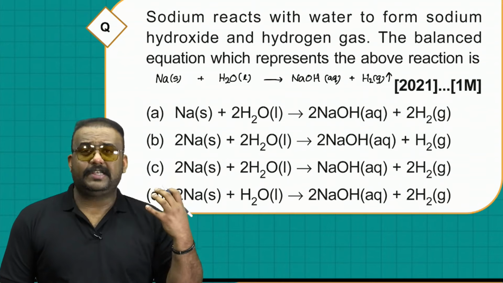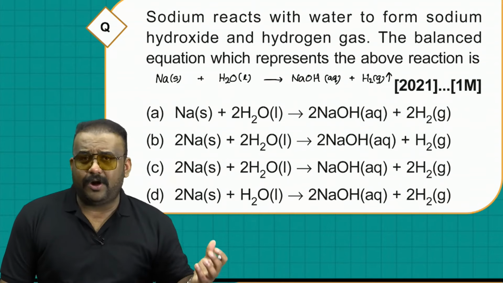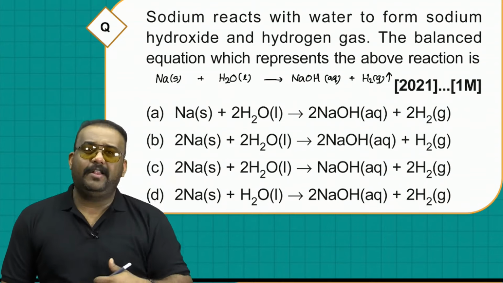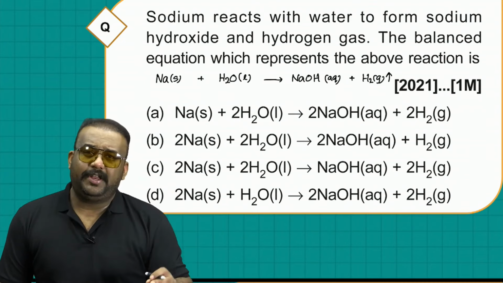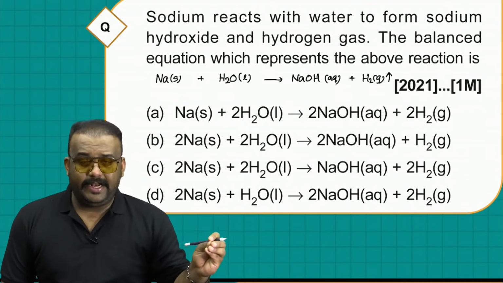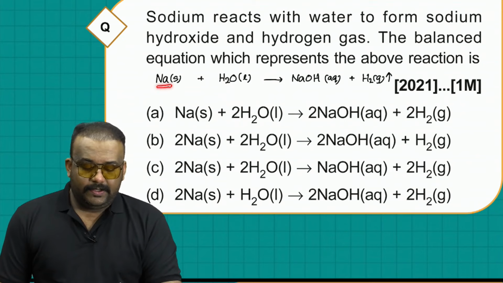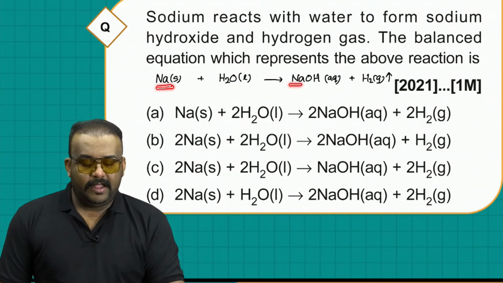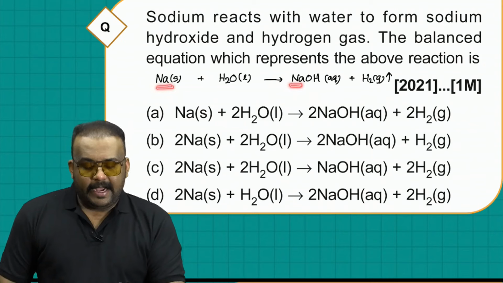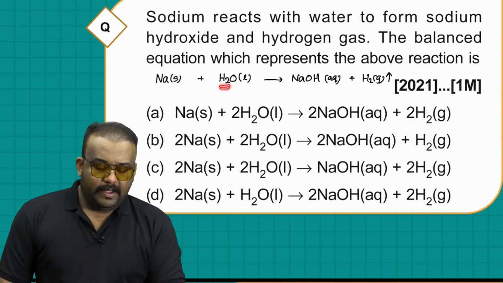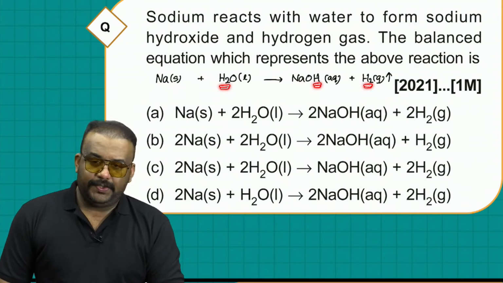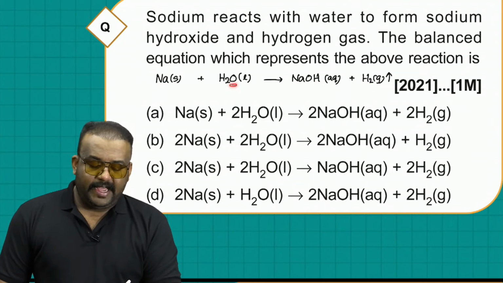Now we have to check whether it is satisfying the law of conservation of mass or not. If not, you have to add the necessary stoichiometric coefficients to balance it, right? So let's make a count. Sodium atom on the left side is 1, here also it's 1. Hydrogen we have 2 here, here we have 1 plus 2, total 3. Oxygen we have 1 on the left, 1 on the right.